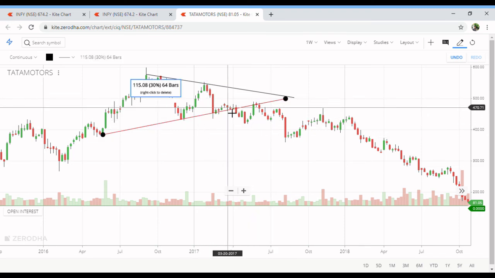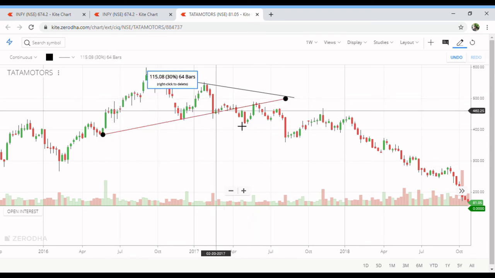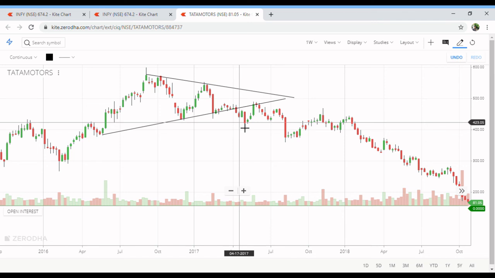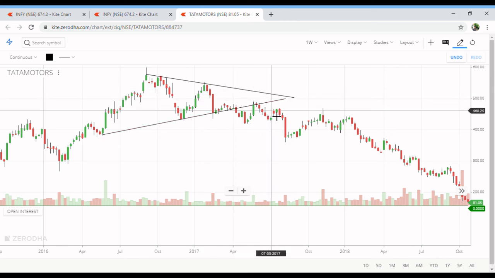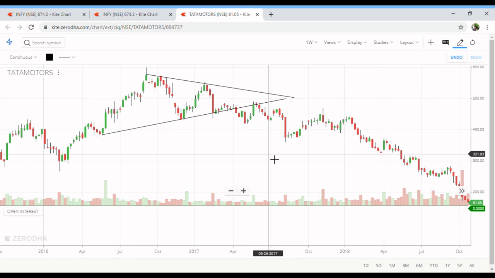So always wait for confirmation that there is huge volume, and if there is a pullback with lower volume, that is a double confirmation to take the breakout. Maintain a stop loss somewhere inside this triangle pattern, and the breakout should happen at least before 70% of the triangle size.